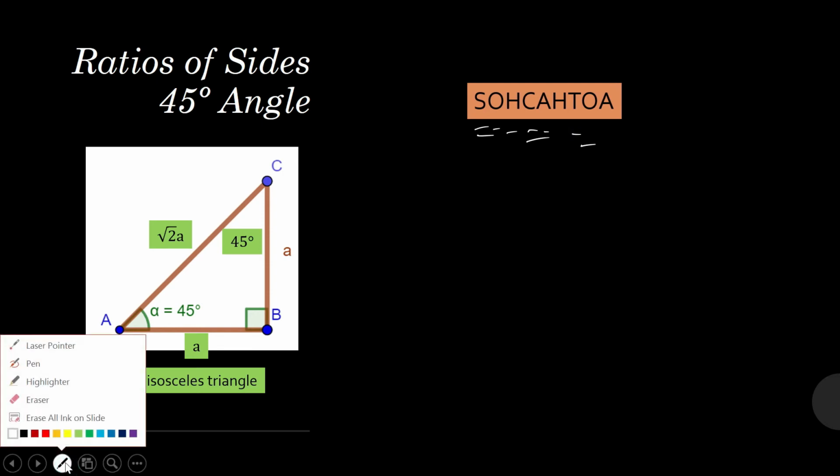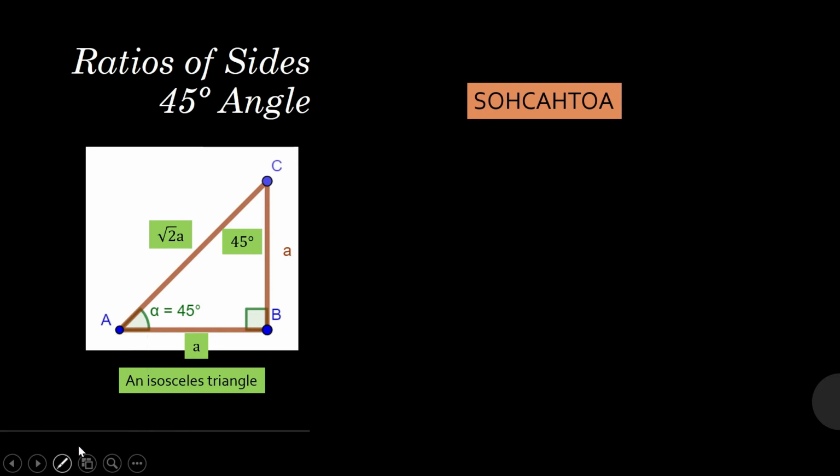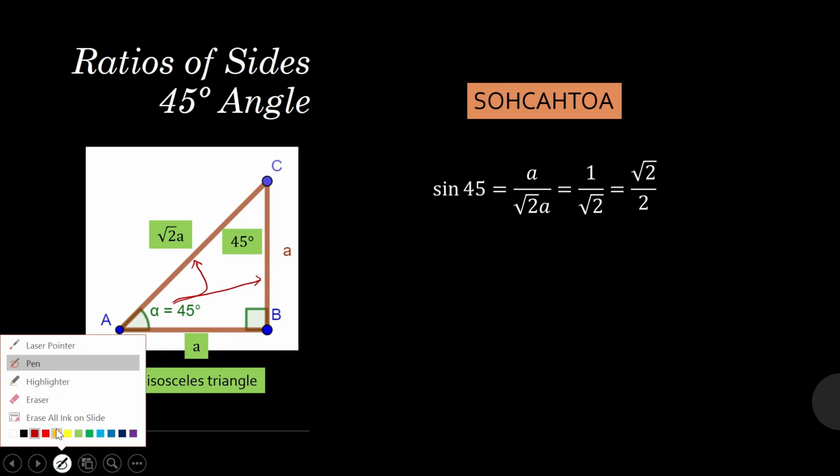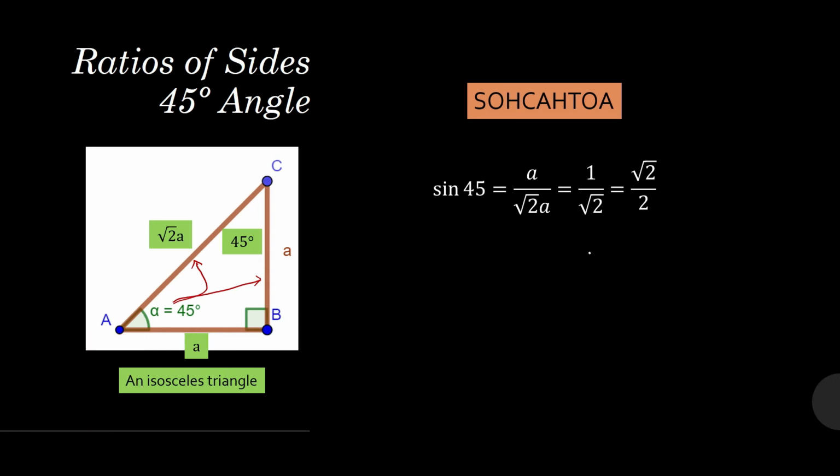So what now is sine of alpha? Alpha is 45 degrees. Sine of alpha is SOH, so that is equal to the side opposite alpha, that's A, divided by our hypotenuse. The hypotenuse is the side that is facing the right angle. So A divided by the square root of 2 times A is equal to 1 over square root of 2, and it is equal to square root of 2 divided by 2. Some students have difficulty figuring out why this one became this one. So what we did here is we rationalized the denominator.